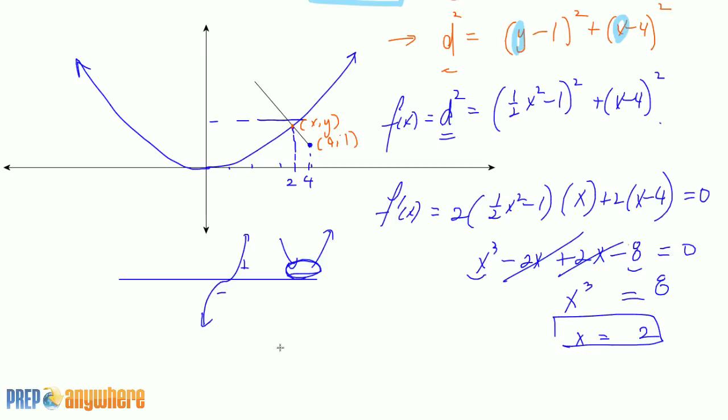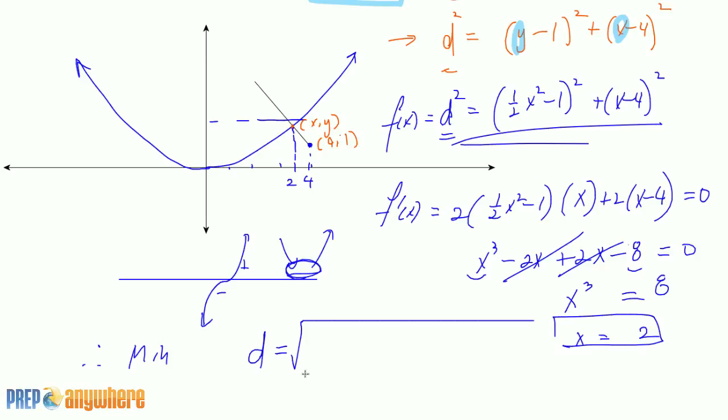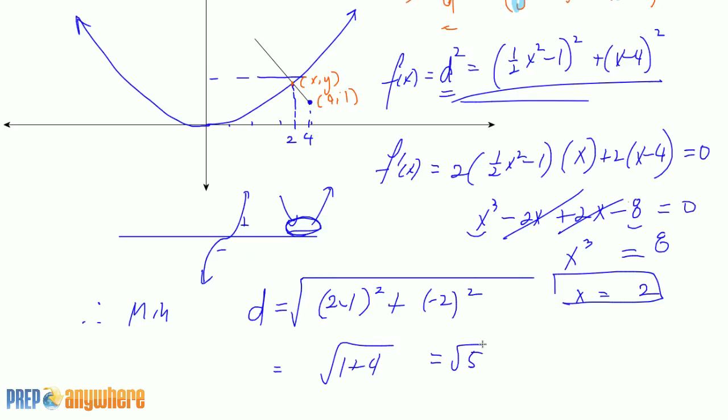Okay, so what is the smallest possible distance? Let's plug that back into here. Now we've got to square root it. So therefore, the minimum distance is root 5. Okay, root 5 units.